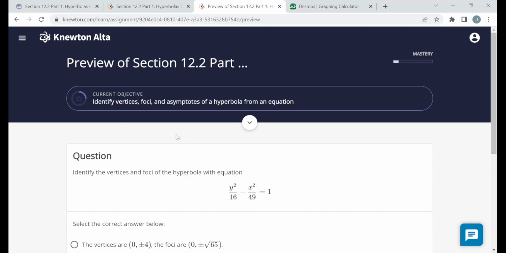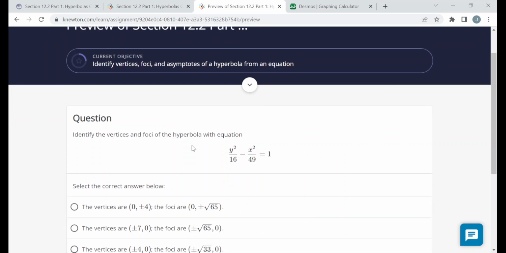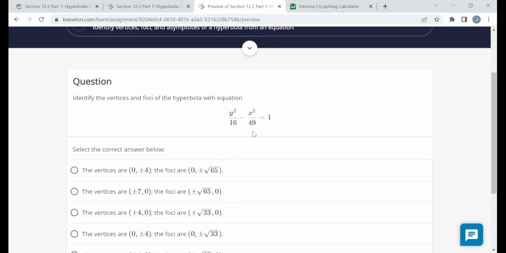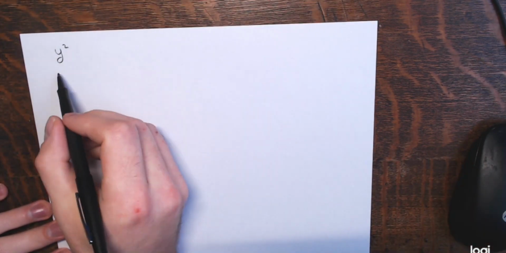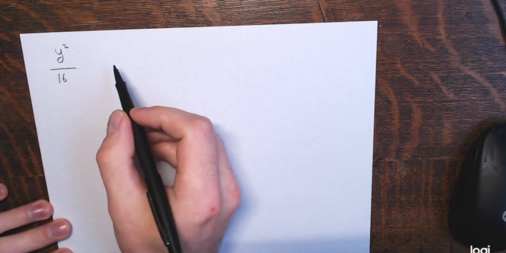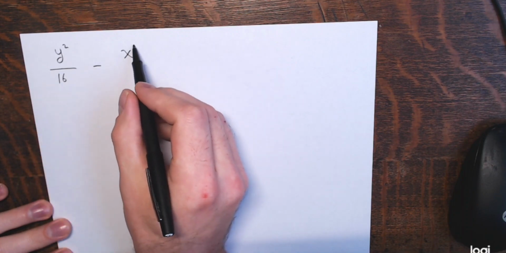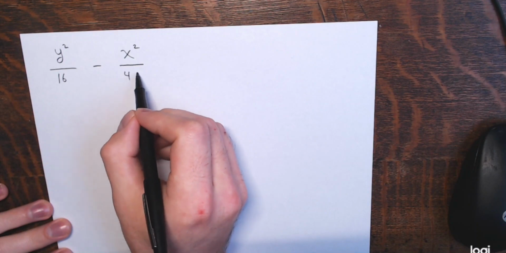All right. So here we have the same objective as the last equation. We're just given an equation here. This one has the y squared minus x squared, like the very first example. And once again, I'll do a bunch of these until I get bored, and then I'll start just kind of speaking them out loud. But we have y squared divided by 16 minus x squared divided by 49 equals 1.